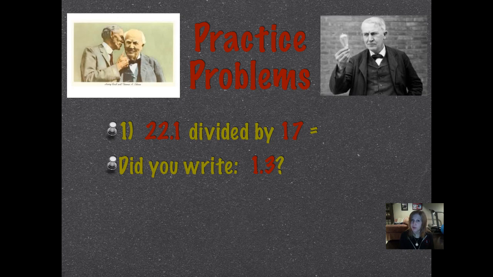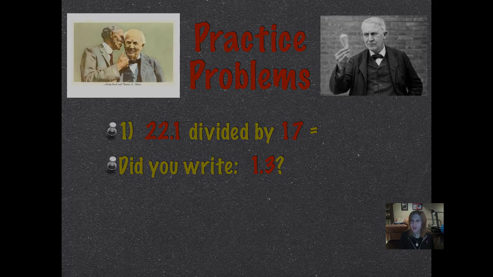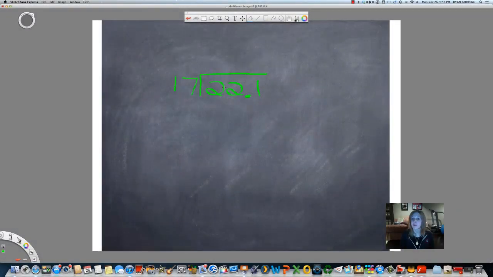Did you write 1 and 3/10? Let me show you how I did that. So I know that when I only have a decimal in the dividend and not in my divisor, then my decimal is going to go straight up. So that should be pretty easy. Now I'm just going to work it like it's a regular division problem.